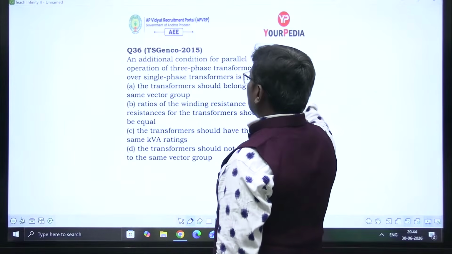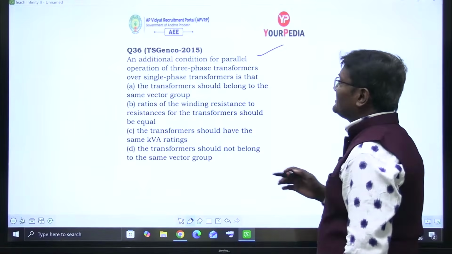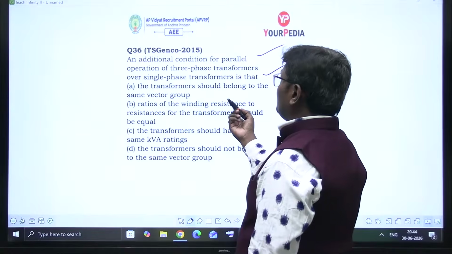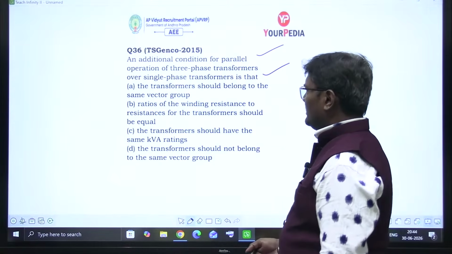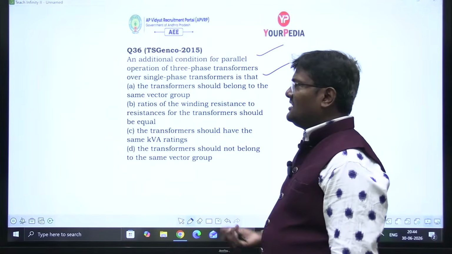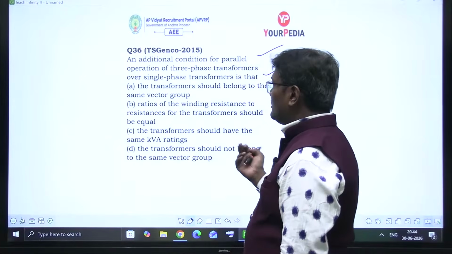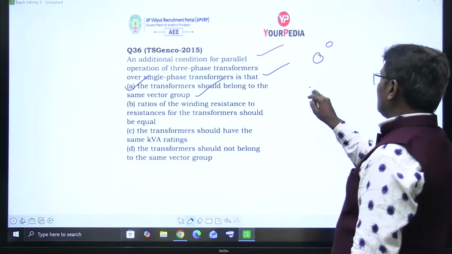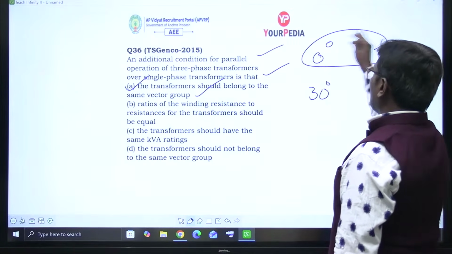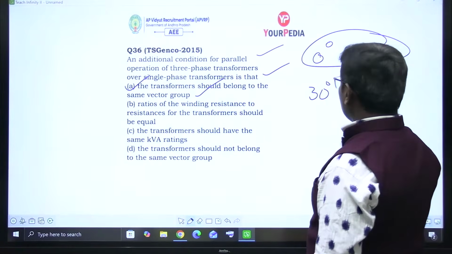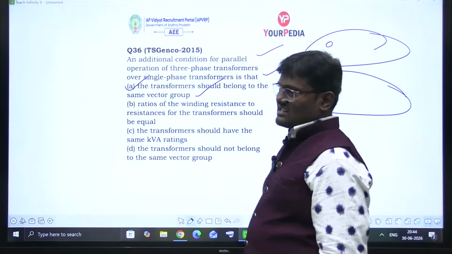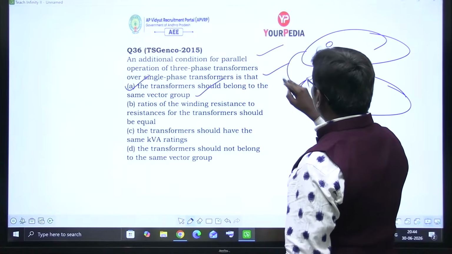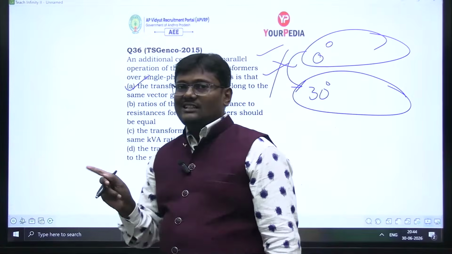An additional condition for parallel operation of three-phase transformers over single-phase transformers is that the kV rating is the same in both cases, but the vector group should also be the same. Either 0 degrees or 30 degrees. These groups you can connect in parallel: star by star and delta by delta, and these groups: star by delta and delta by star. But you should not connect phasor group 1 to phasor group 2 in parallel.